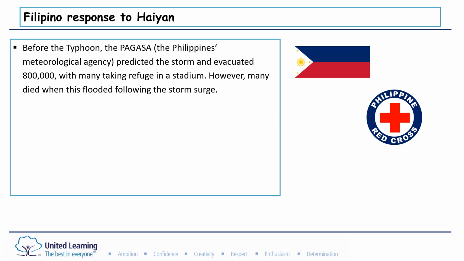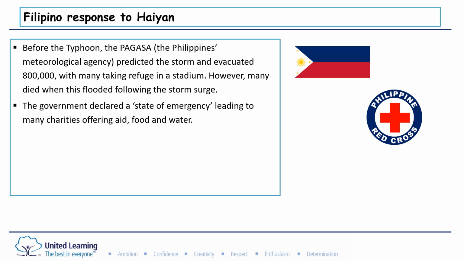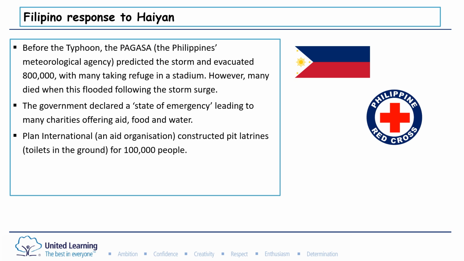Before the typhoon, PAGASA, which is the Philippines Meteorological Agency, predicted the storm and they evacuated 800,000 people, with many taking refuge in the stadium. However, many died when this flooded following the storm surge, which wasn't predicted. The government declared a state of emergency, leading to many charities offering aid, food and water. And Plan International, an aid organisation, constructed pit latrines for around 100,000 people.